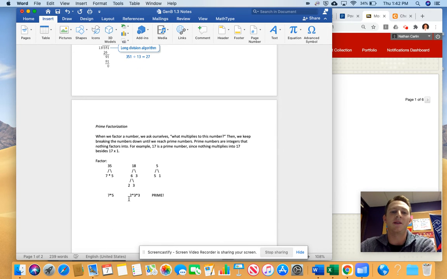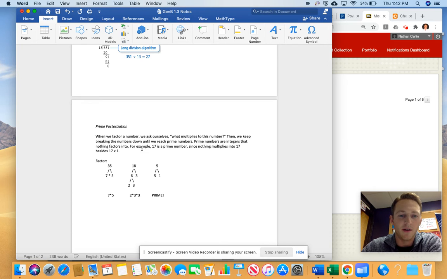Lastly, we have factorization. So we're trying to find some prime numbers. So what multiplies into the big number so that we can break it down into a factor tree? So looking at our first example, 35, 7 times 5 multiply into 35. 7 and 5 are both prime, so here's our prime factorization.